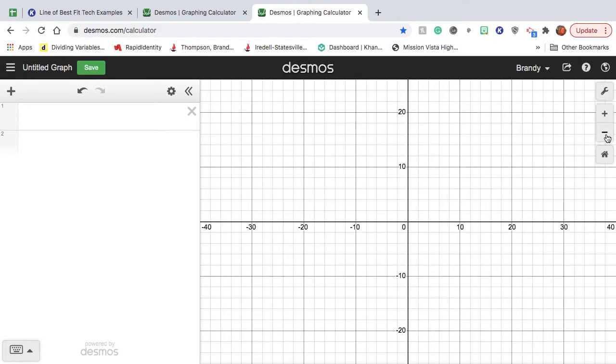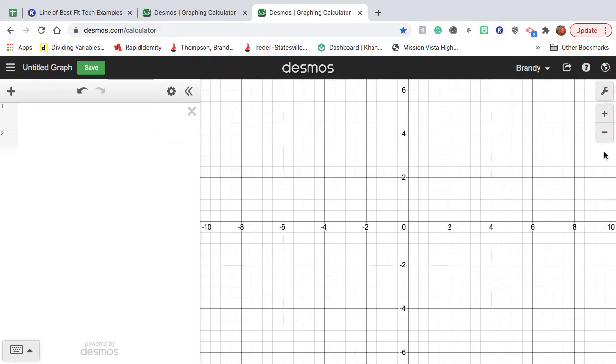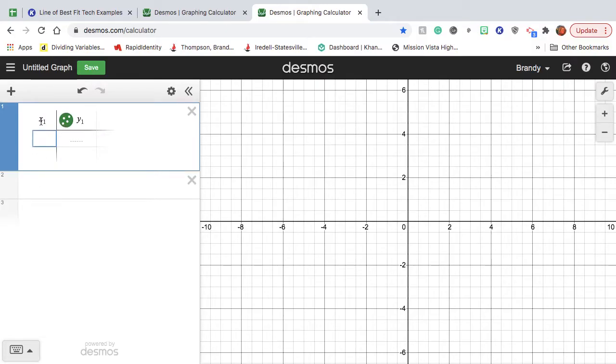If you get something really crazy and need to get back to the regular, just default back on the little home button. We're going to be adding a table of values with a scatter plot. So to get to a table, we're going to hit the plus and a table. Notice that the table has X1 and Y1. That just means it's our first table in here.